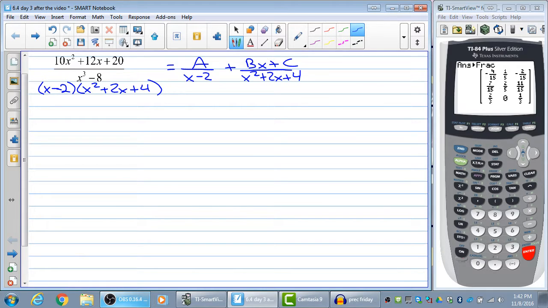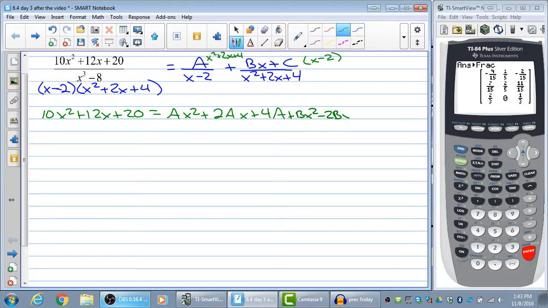Now we need to get a common denominator. Let's multiply this one by x squared plus 2x plus 4 on the top and the bottom, and this one by x minus 2. When we do that, we get 10x squared plus 12x plus 20 is equal to Ax squared plus 2Ax plus 4A. All right, that's running the A through. Now I need to FOIL. So plus Bx squared minus 2Bx plus Cx minus 2C. Yikes, a mile long.